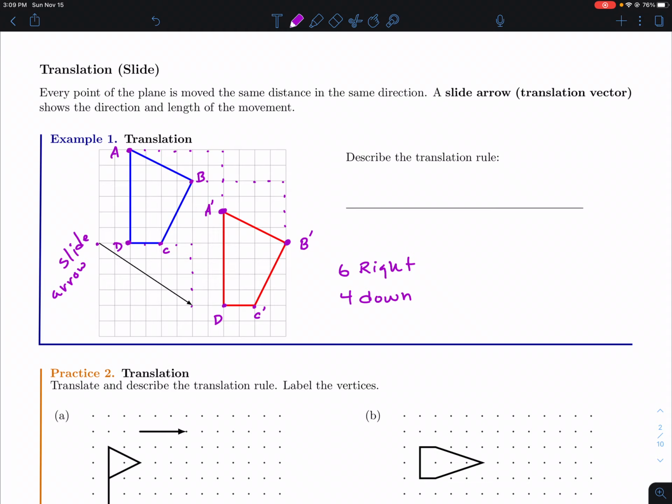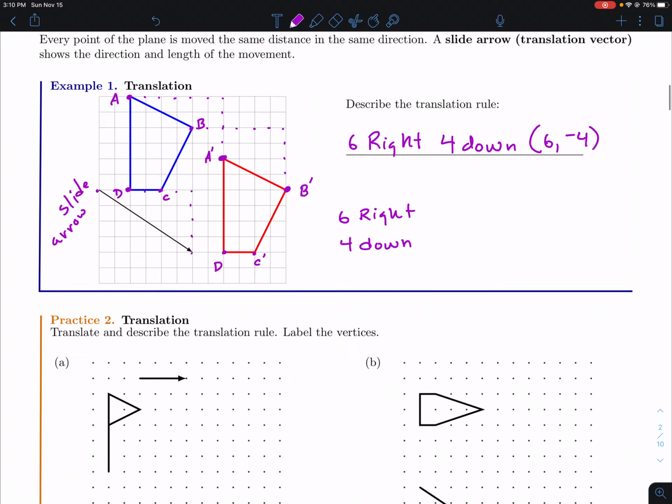Our, well, I just wrote it down below. I should have written it up above. So our translation rule in this case is 6 to the right and 4 down. Or if you wanted to think of it as that ordered pair notation, you could think of it as (6, -4). However you want to write it, it's up to you.